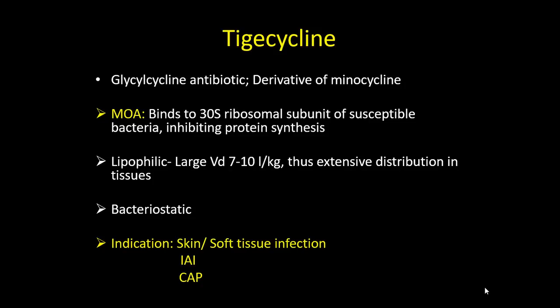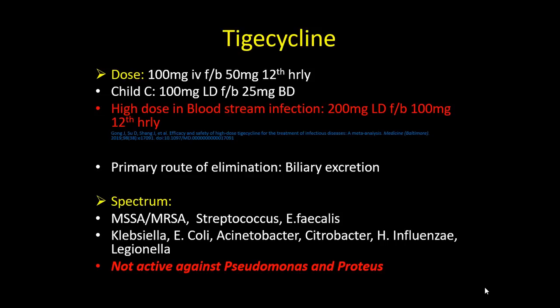Indications are skin and soft tissue infections, intra-abdominal infections, and community-acquired pneumonia also, but it has a black box warning. Dosage is 100 mg IV followed by 50 mg BD. Regarding liver disease, especially in Child-Pugh C, because of the decreased elimination, the loading dose will be 100 mg followed by 25 mg BD.